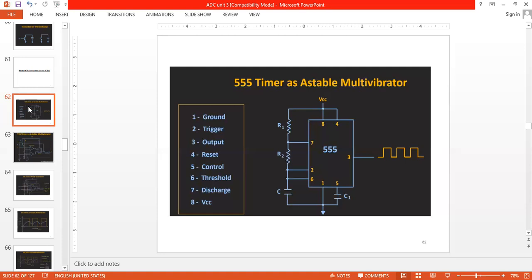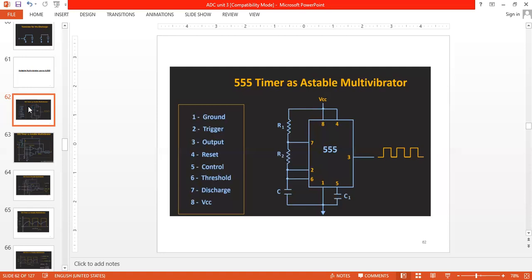But in a sine wave, for example, the positive cycle, the system will not be stable because it varies every microsecond or millisecond. The output data will be varying. So that is an unstable state. In this way, we can define the astable multivibrator: there is no stable state, but we get the output as a square wave using the capacitor charging and discharging method.